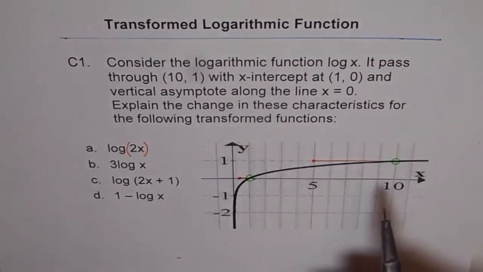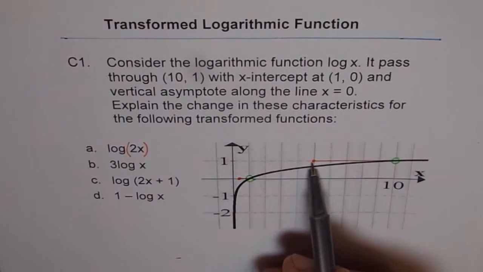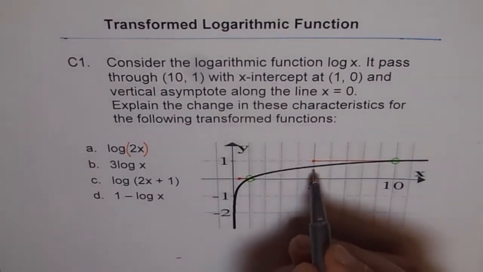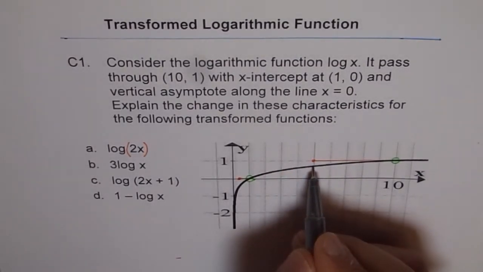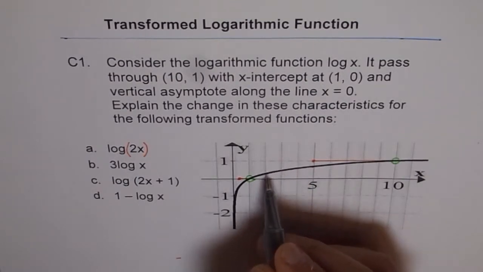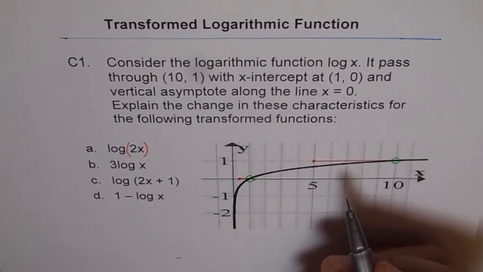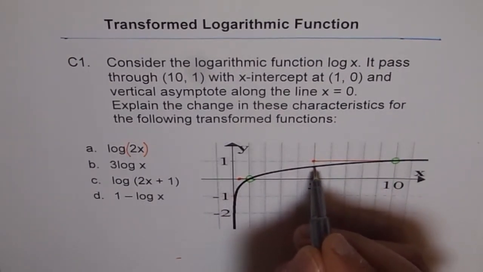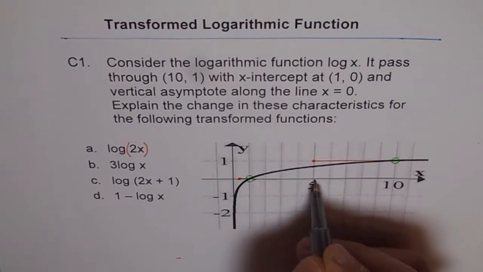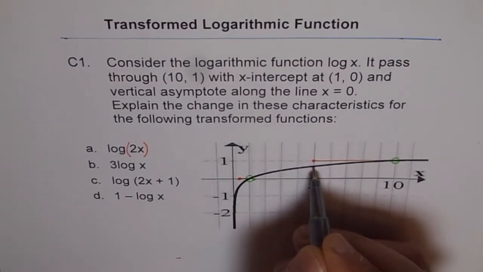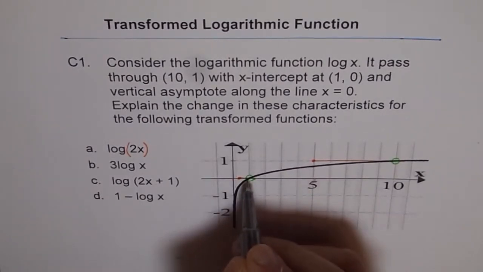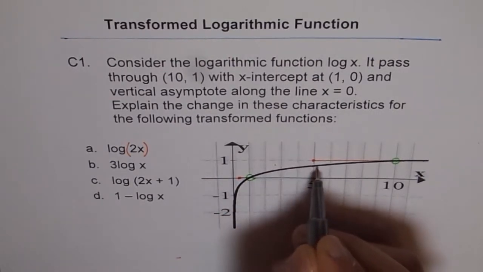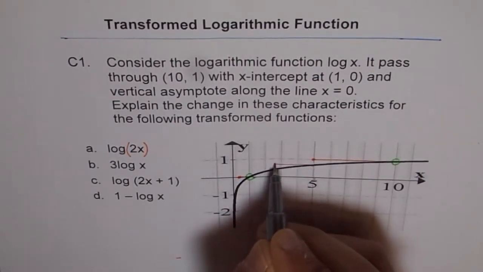Horizontal compression by a factor of half means this. Every point in fact moves half times, left or right, depending on where it is on this axis. Since all the points are on the positive side, they move inwards. This is like 5, so half of 5 is 2.5. So this is 1, 2, 2.5. This point will move horizontally to 2.5.